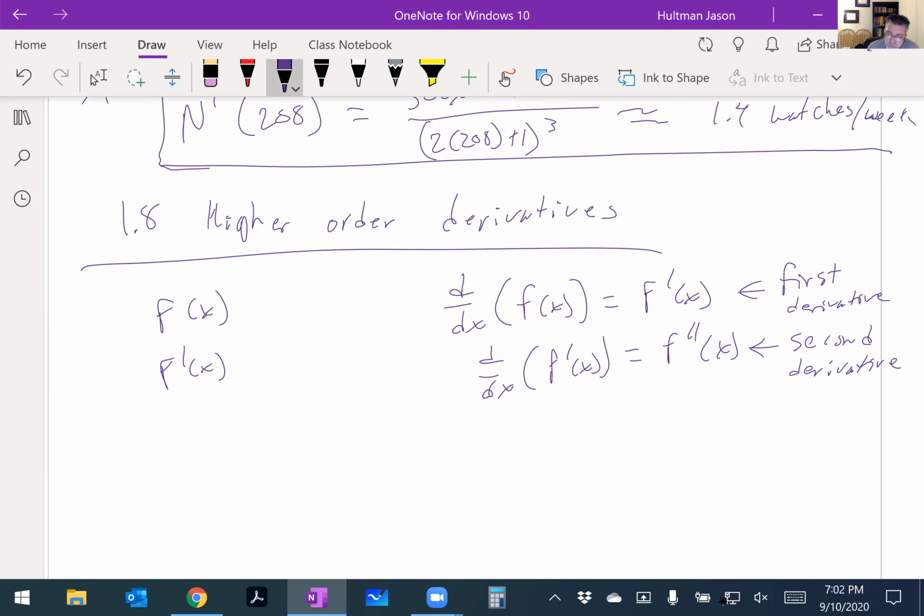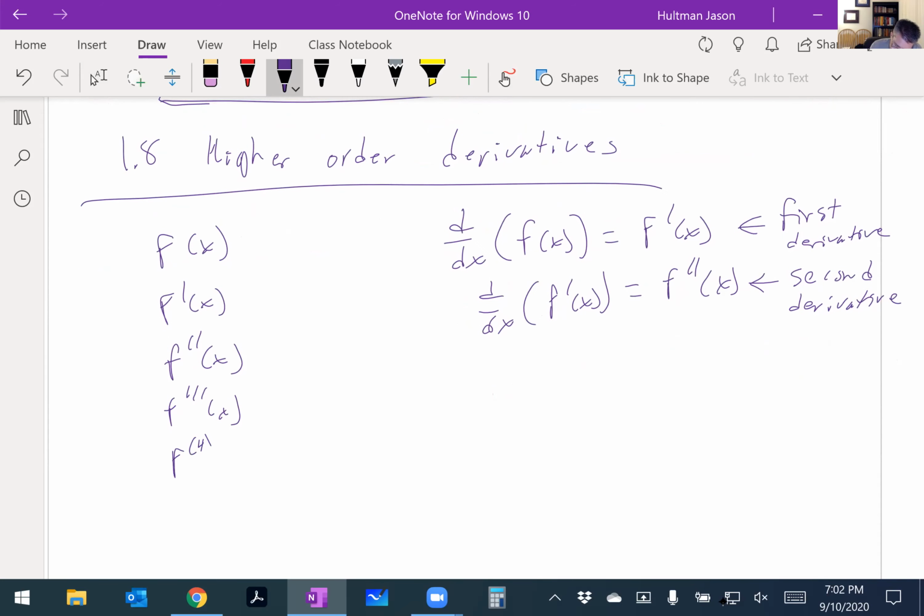Second derivative. F double prime of x. We could have an f triple prime of x if we wanted to. We could have an f to the fourth. Now it's not to the fourth power. This is the fourth derivative. We put it in parentheses like that. That's the fourth derivative. And you can just go all the way down, right?